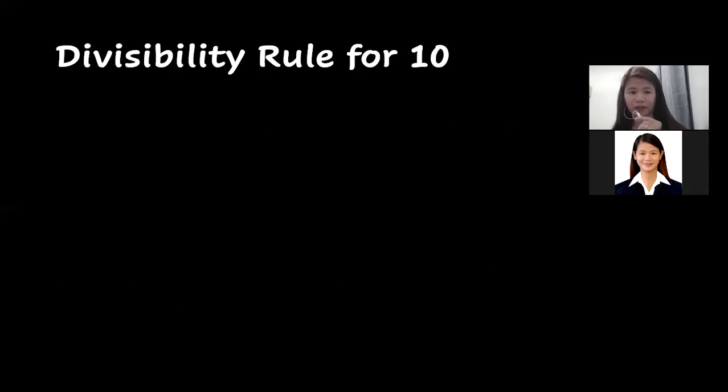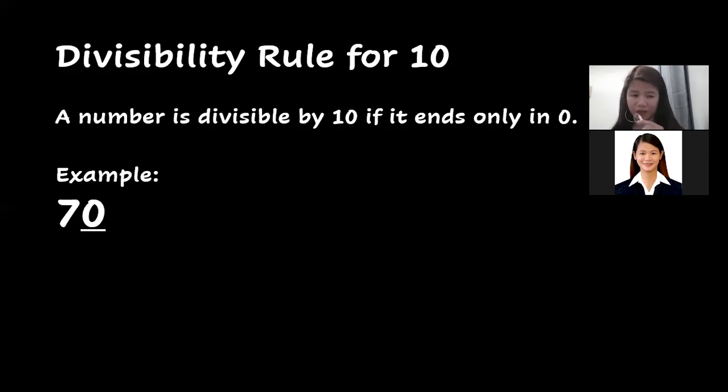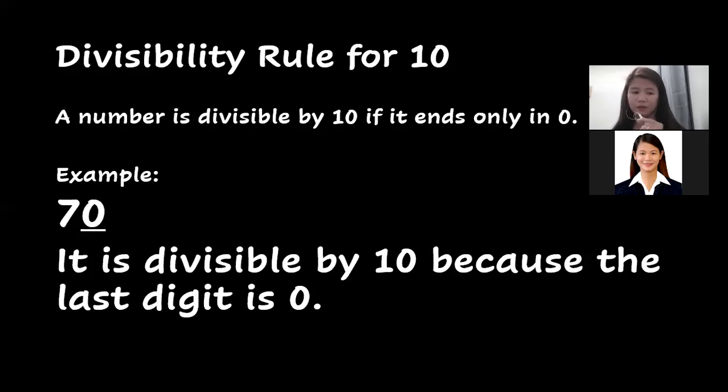Next one. Divisibility rule for 10. A number is divisible by 10 if it ends only in 0. So, lahat ng number na nagtatapos sa 0, ito po ay divisible by 10. Example, 70. The last digit is 0. So, it is divisible by 10 because the last digit is 0. So, may mapapansin po tayo. Divisible by 2, divisible by 5, divisible by 10. Lahat sila pwedeng nagtatapos sa 0.